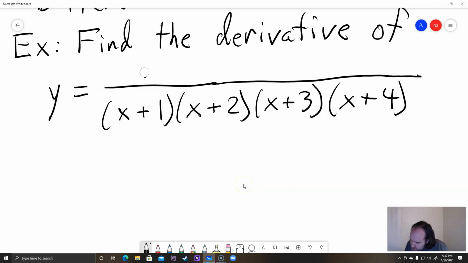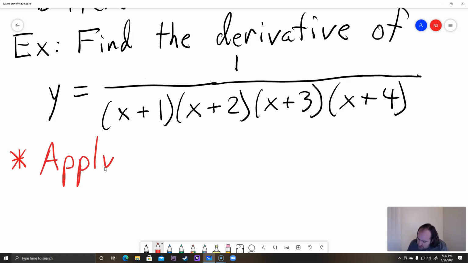Okay, so we want to find the derivative of y equals 1 over x plus 1 times x plus 2 times x plus 3 times x plus 4. So the idea when you're doing logarithmic differentiation is that instead of taking the derivative directly, first you apply a natural logarithm to both sides. Apply ln, natural logarithm, to both sides.